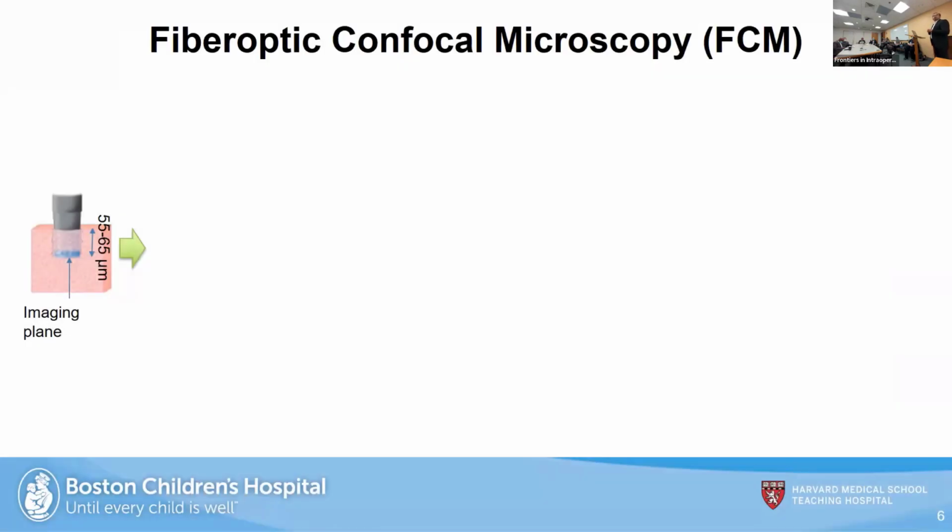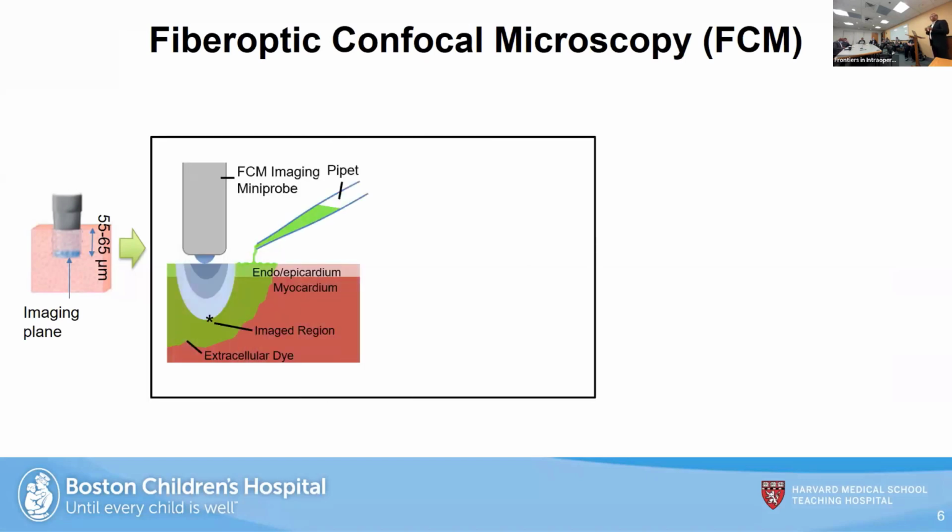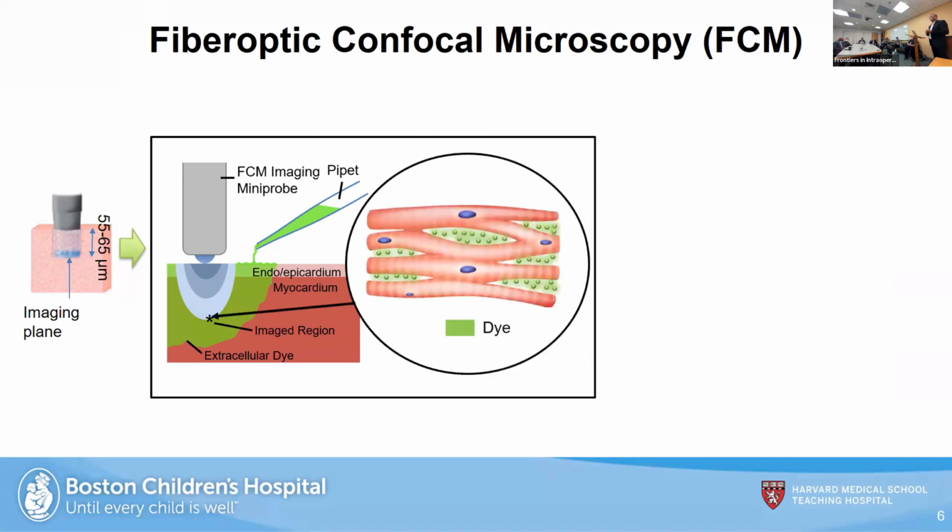So how does FCM work in the OR for detecting this? In FCM, the probe can image at a depth of about 55 to 65 micrometers. Since it's a confocal microscope using a laser, we need a fluorescent dye. The dye is applied topically on the endo or epicardium, and it diffuses through to reach the depths where you want to image the myocardium.